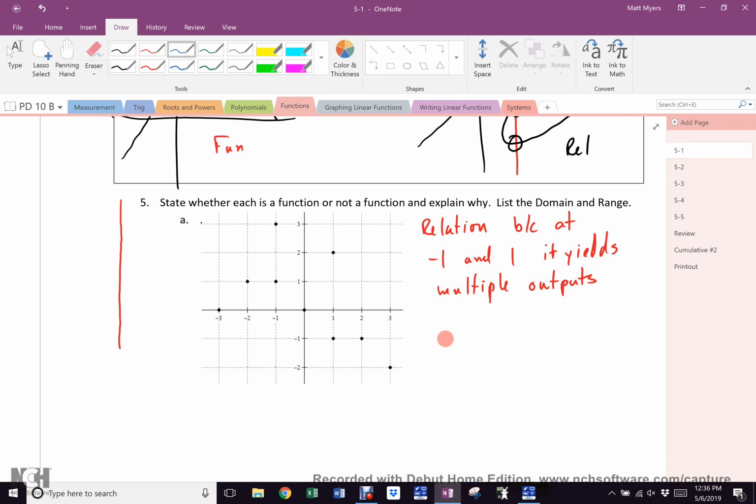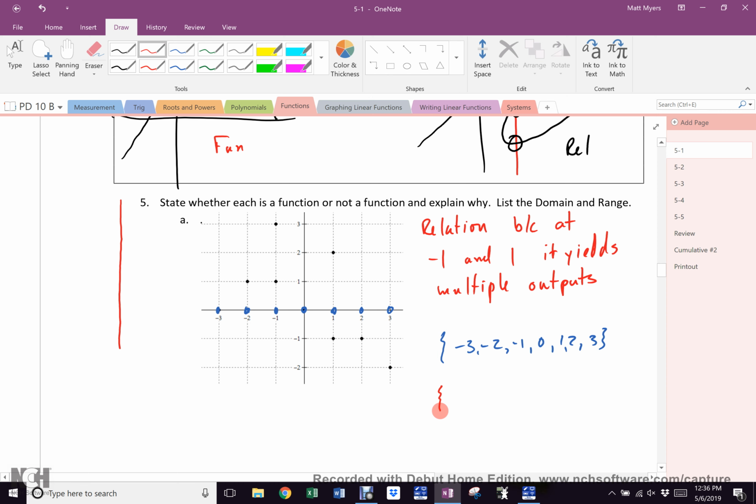So next thing is domain and range. What's the domain? Where do I look for domain? X's. What's the furthest, the least x value? Negative 3. What's the next x value? Negative 2. What's the next x value? Negative 1. What's the next x value? 0. What's the next x value? 1, then 3. So it's negative 3 all the way up to positive 3. Negative 3, negative 2, negative 1, 0, 1, 2, 3. Agreed?